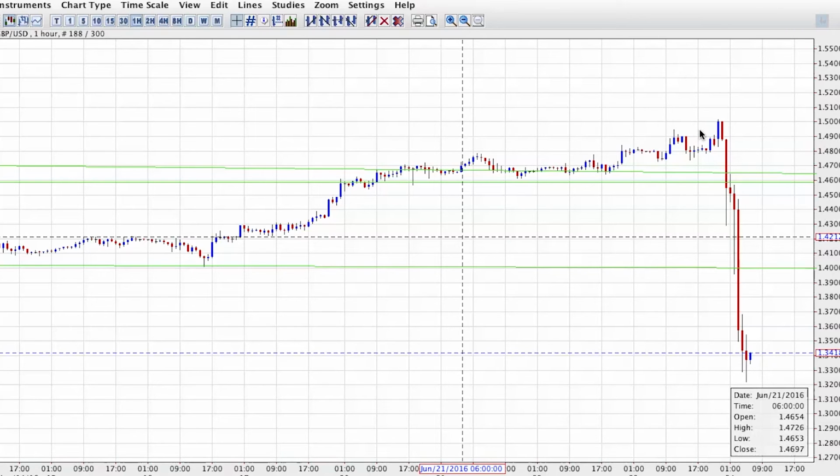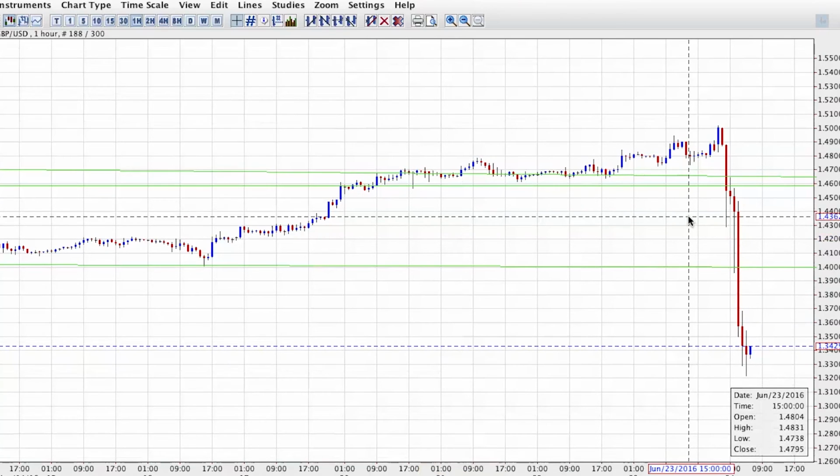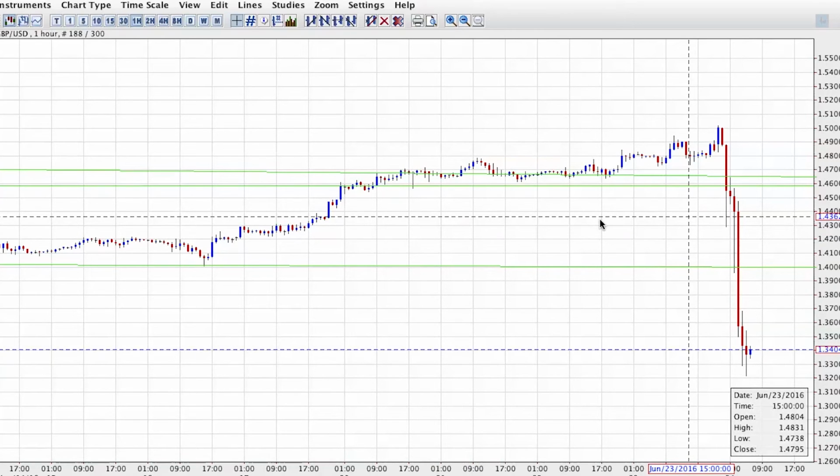And it became apparent that the vote was a lot closer than thought. The sterling started to reprice the risks in, and it sat around the 1.40 level. And as the votes came in and it was apparent that the leave vote was ahead, you've now seen sterling tumble all the way down to the 1.32 level.